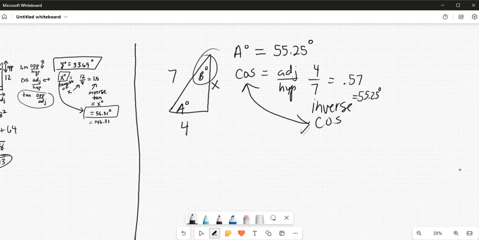Okay, now we can find B, right? Just add 90 degrees to this. That's 145.25. Subtract that from 180. 34.75 degrees is B.